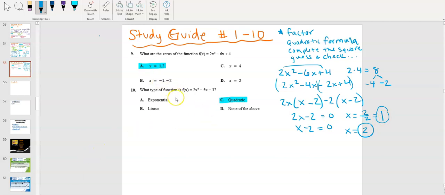All right, and then the very last one is another what type of function is this? So again, we're looking at the degrees of the variables here. So x squared, x to the second power, that is our highest degree, and anything to the power of 2 is quadratic. So linear is 1, quadratic is 2, and then as a reminder, exponential starts to look like y equals 2 to the power of x. That would be an exponential function, things like that, okay?